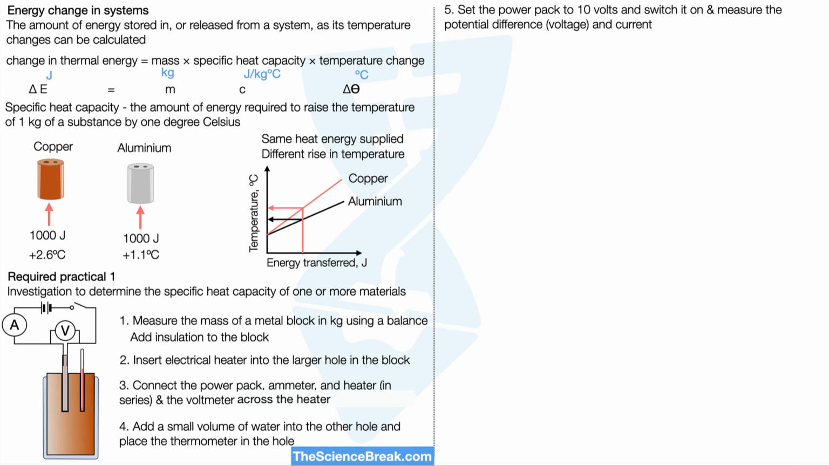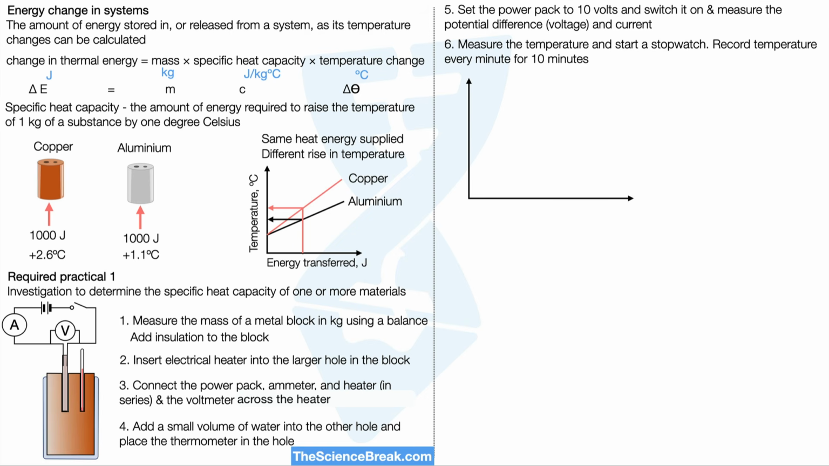In exam questions, they will always use potential difference. We would then measure the temperature and start the stopwatch. We would record the temperature every minute for 10 minutes. Here is a graph that we would end up with, something like this. Energy transferred on the x-axis and temperature in degrees C on the y-axis.